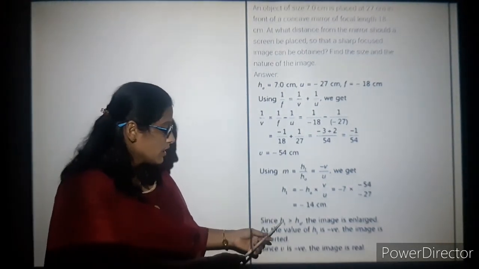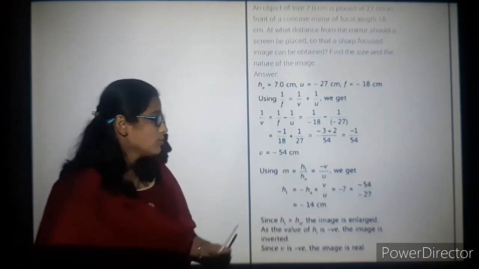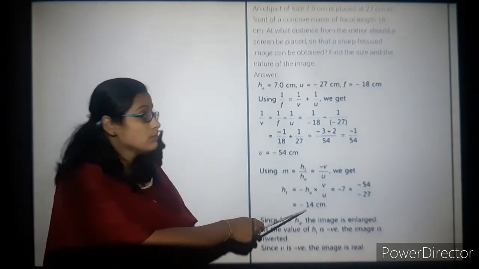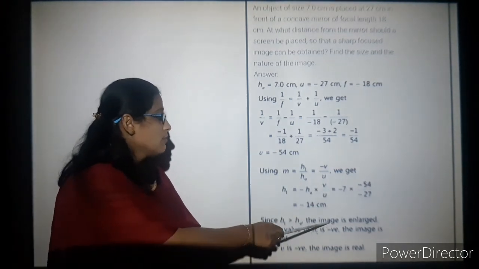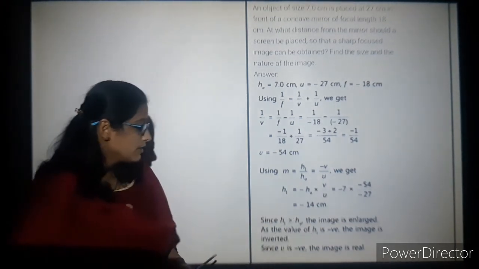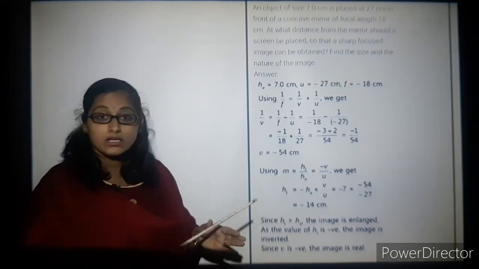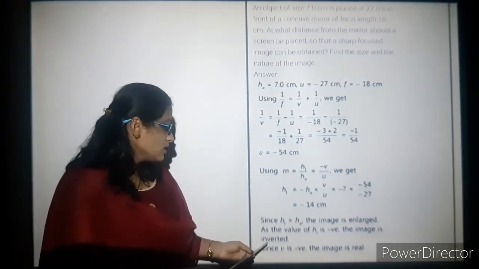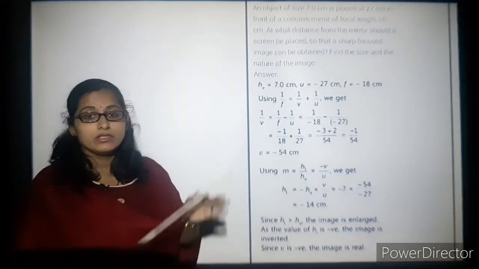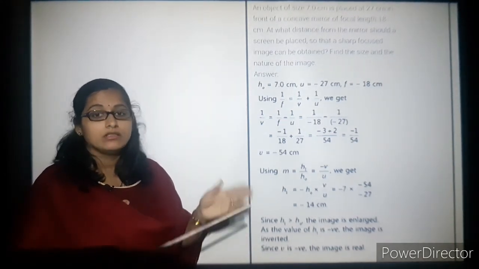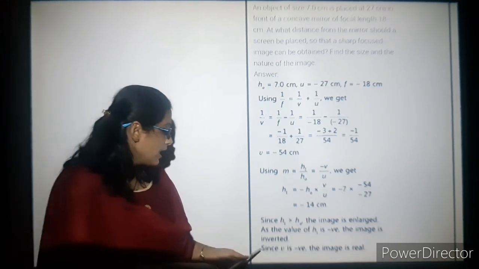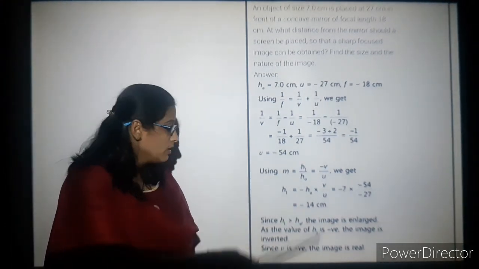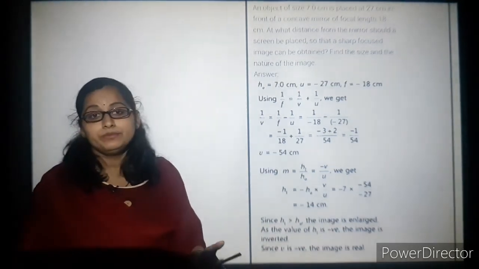So h1 is greater than h naught. You can see here, h naught is 7 and h1 is 14 centimeters. So the image is enlarged, and as the value of h1 is negative here, the image is inverted. So positive means direct, negative means inverted. And since v is also negative here, the image is real.